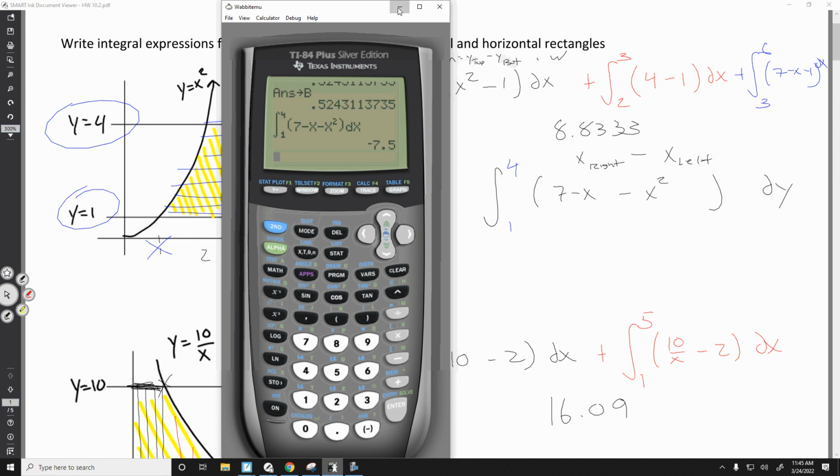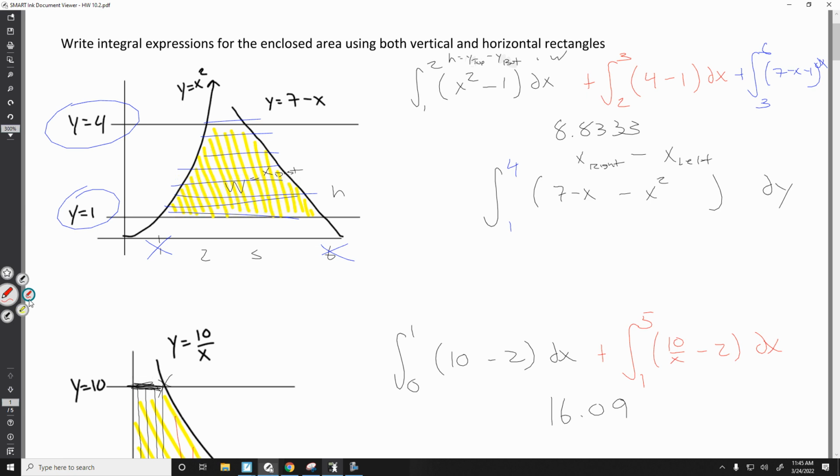And a lot of you have already figured this out, which is great. This is wrong, what's inside here. These are y equals distances. This is y equals 7 minus x. This is y equals x squared. These are y distances that you're subtracting. This is the top minus the bottom.